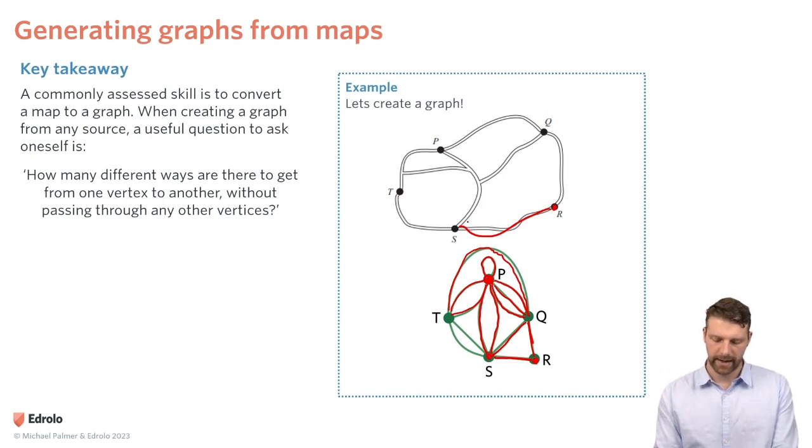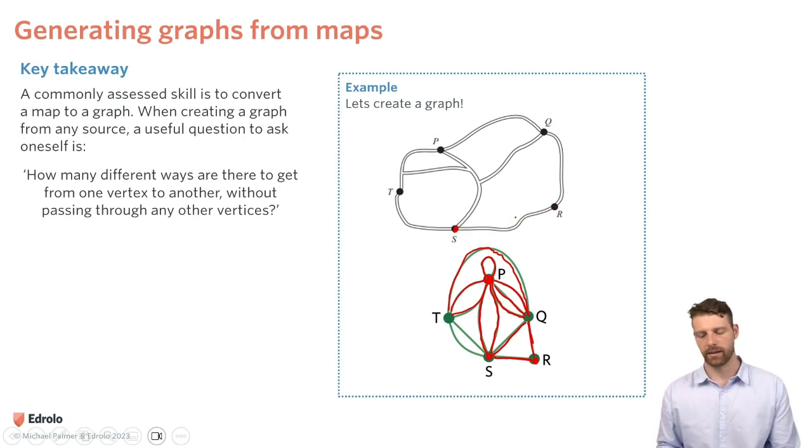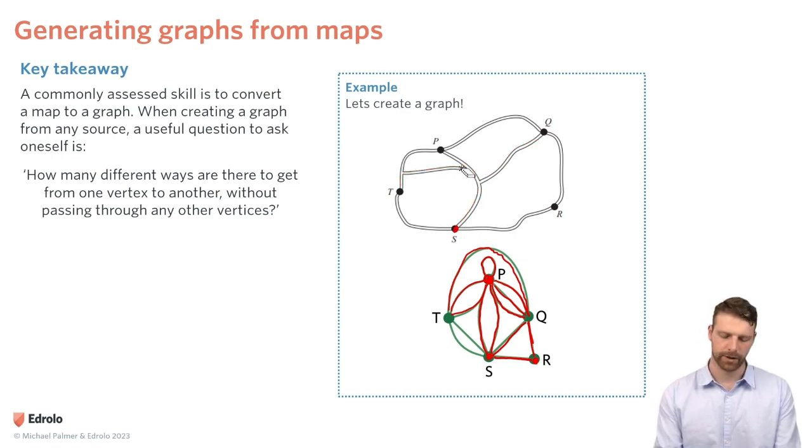So looking at S, okay, S is connected to lots of things. We've already done S to P, S to Q, S to R. So we need to do S to itself, which I can't see a cycle here without running into a vertex. Don't think we can do it. So S can't loop, but S can go to T this way and this way. So there's 2 connections between S and T.